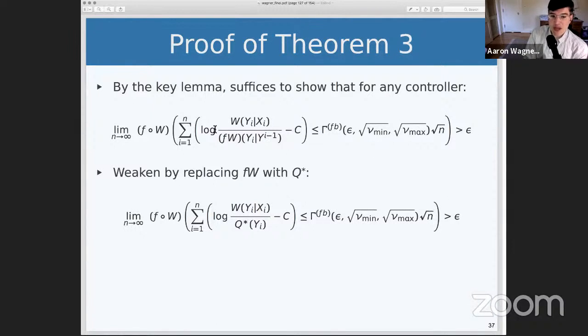All right, so we start by weakening the key lemma by putting the capacity achieving output distribution here in the denominator. And as I've written it here, it's not obvious that this is a weakening. Like if I just replace the output distribution induced by F with the capacity achieving output distribution, it's not obvious that going from here to here is a weakening, but it is. You can write this bound, you can write the key lemma in different ways, and one of the other equivalent ways makes it clear that this is a weakening.